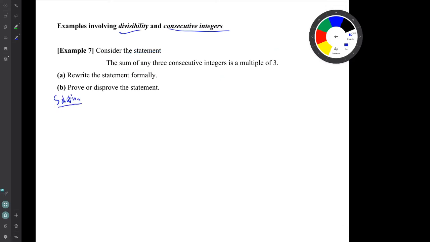Now, we need to write this formally. That means with variables and quantifiers and domains. Now, you might think that to describe 3 consecutive integers, we might need 3 letters, like maybe a, b, c or j, k, l or something like that. But remember that 3 consecutive integers can always be written in the following way.